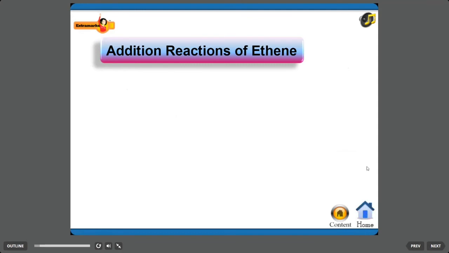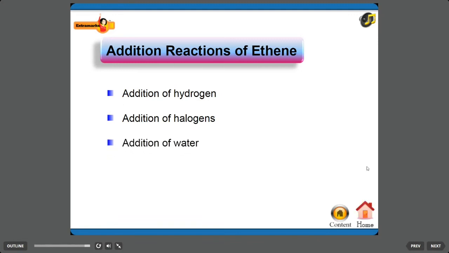Addition reaction is the reaction in which an unsaturated hydrocarbon combines with another substance to give a single product. Ethene, being an unsaturated hydrocarbon, undergoes the following addition reactions: addition of hydrogen, addition of halogens, addition of water, addition of hydrochloric acid.